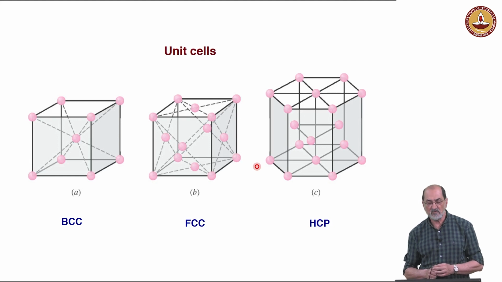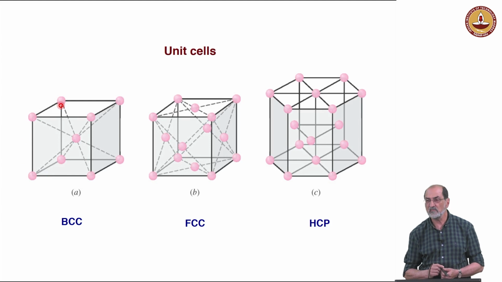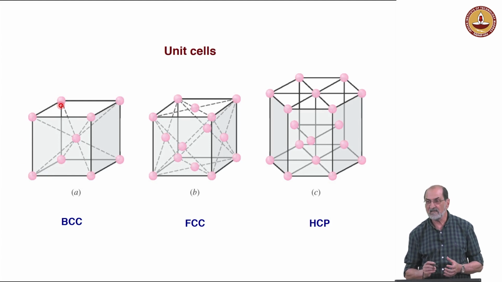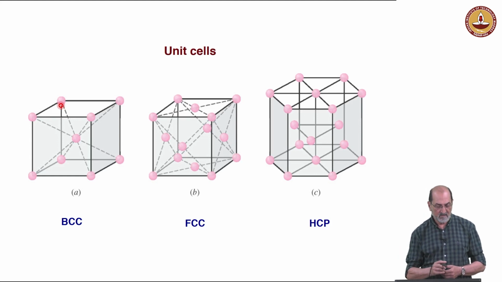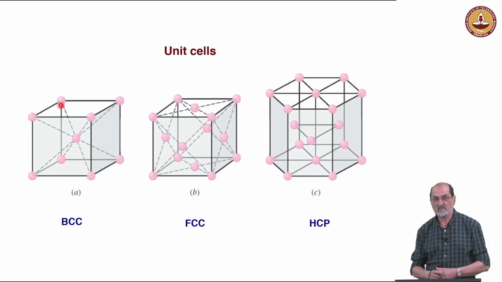For example, in a simple cubic, which is like the BCC without these atoms, we have atoms just in the corners of a cube. The unit cell is similar to the primitive cell. This is the smallest cell we can define to build the crystal. That's the primitive cell. And why don't we do the same with the FCC, for example?